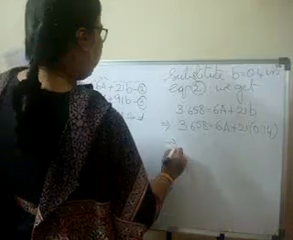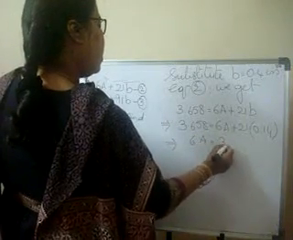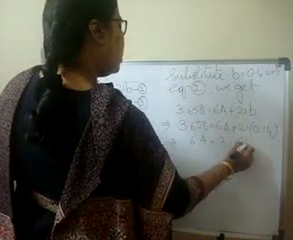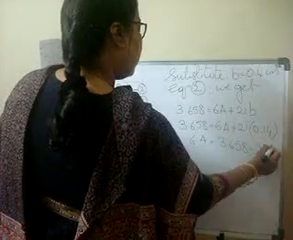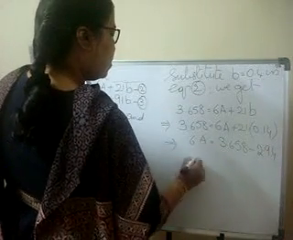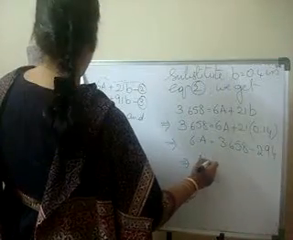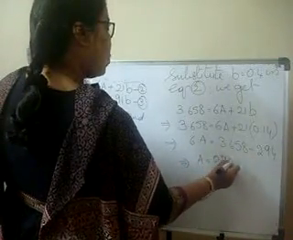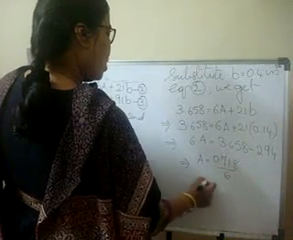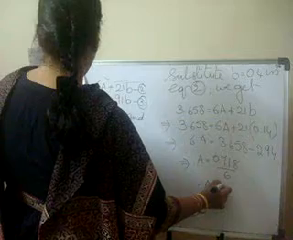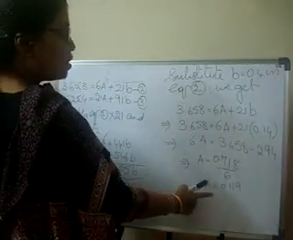That implies 6A is equals to 3.658 minus 2.94. This implies 6A is equals to 0.718 divided by 6. Therefore, A value is equals to 0.119. But we don't require capital A.